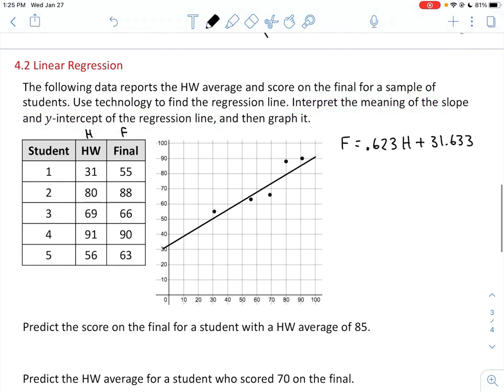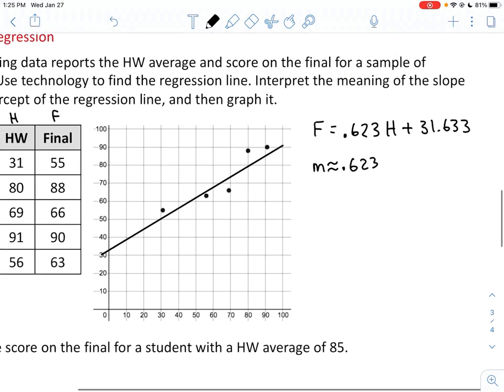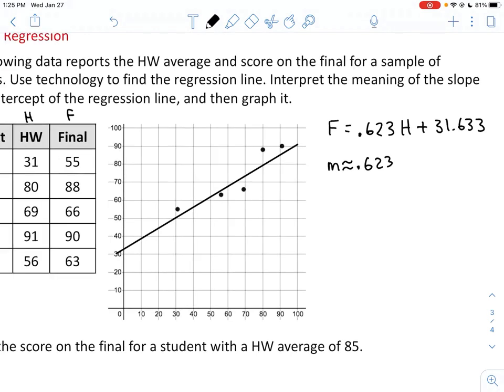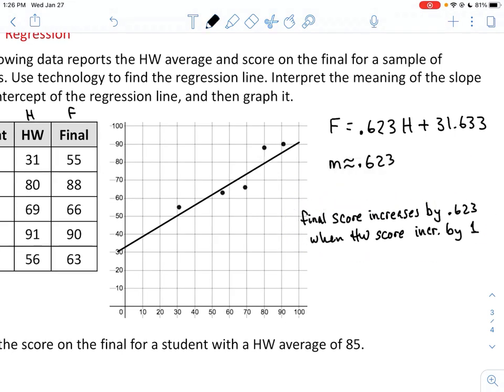So this slope, which is 0.623 approximately, is a rate of change in the vertical coordinate per unit increase in the horizontal coordinate. What this is saying is that you can expect your score on the final to increase by 0.6 for every 1 increase in your homework score, because I'm thinking of the slope as a number over 1. So I'm thinking of rise over 1. Just put that over 1, and you get the slope is the vertical increase for every 1 horizontal increase.